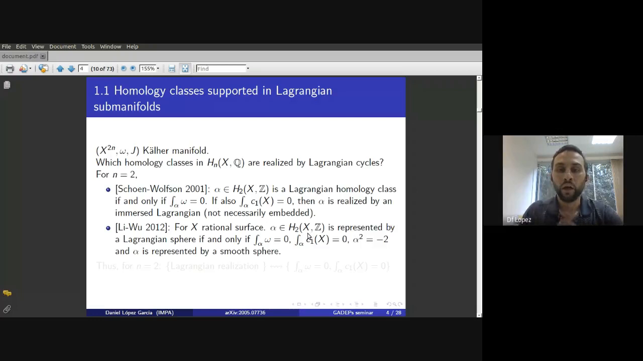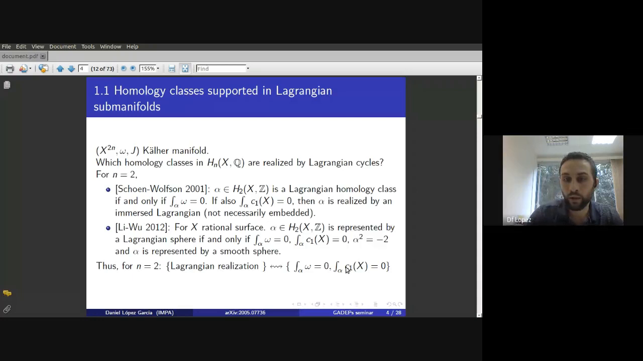Okay. Here for a rational surface, we have a homology class, and this is represented by a Lagrangian sphere. In this case, it's an embedded Lagrangian sphere if and only if these previous integrals are zero and the self-intersection is minus two, and alpha is represented by a smooth sphere. So for n equal to 2, we have a relation between Lagrangian realizations and that integral being zero.